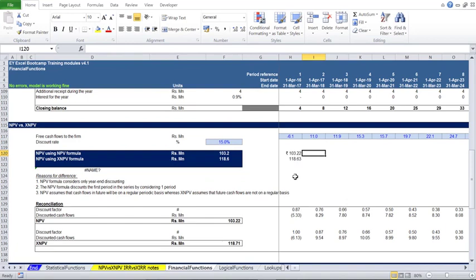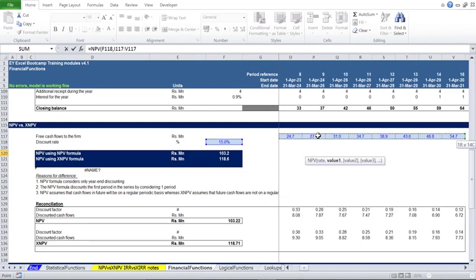So if we had to arrive at the same result using the NPV function, we would calculate NPV like this. Starting with the NPV function, we put the rate, then the values would be from the second cash flow onwards till the last cash flow, close the bracket, and plus the first cash flow.